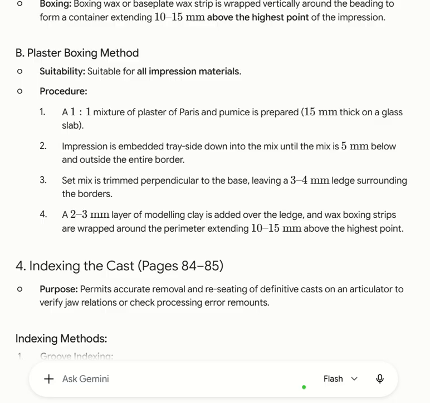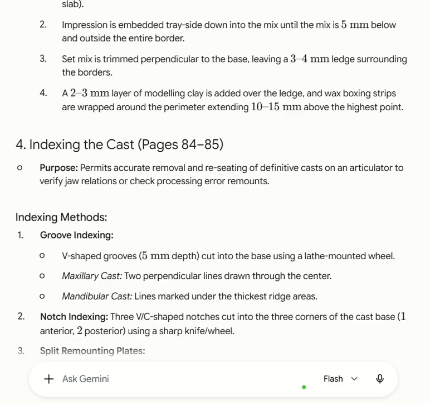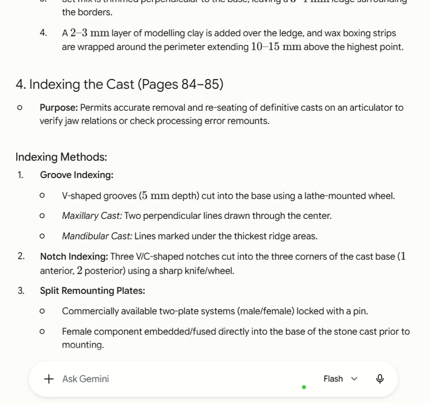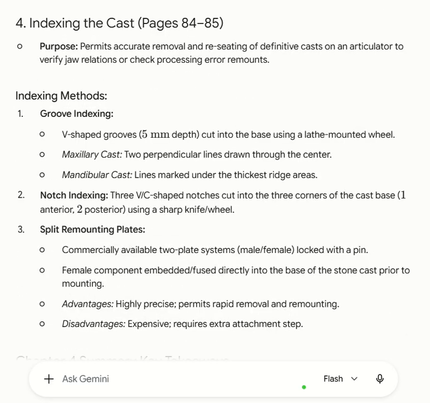4. Indexing the cast, pages 84 to 85. Purpose: permits accurate removal and reseating of definitive casts on an articulator to verify jaw relations or check processing error remounts. Indexing methods: groove indexing, V-shaped grooves, 5 mm depth, cut into the base using a lathe-mounted wheel. Maxillary cast: 2 perpendicular lines drawn through the center. Mandibular cast: lines marked under the thickest ridge areas.